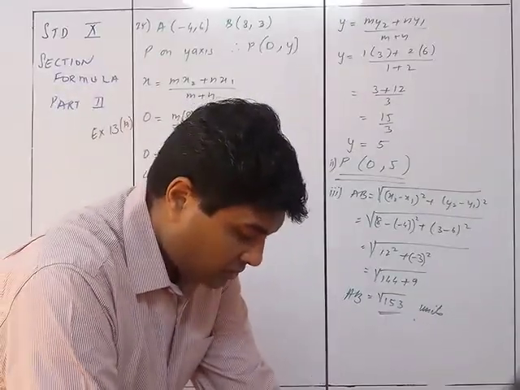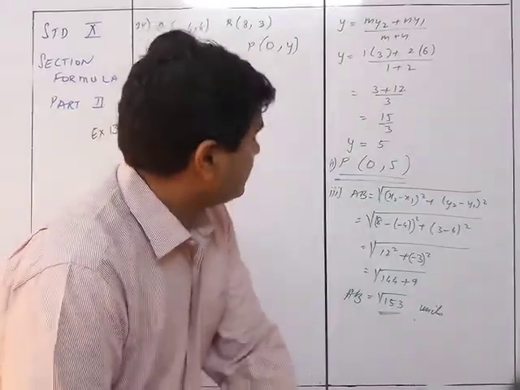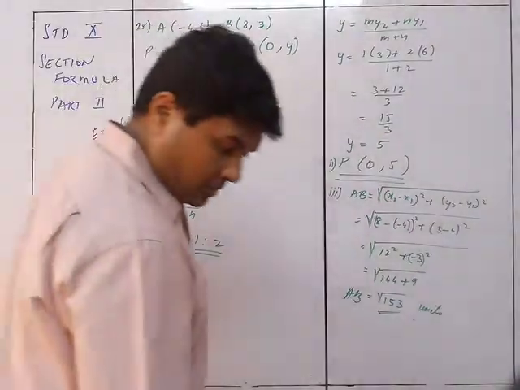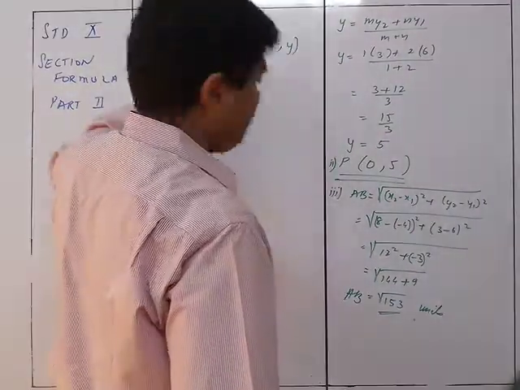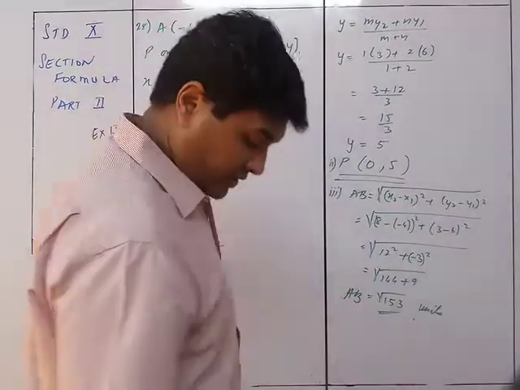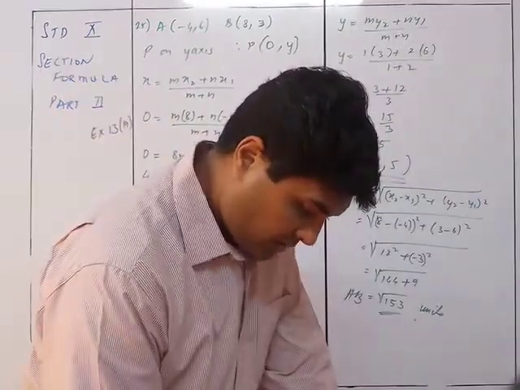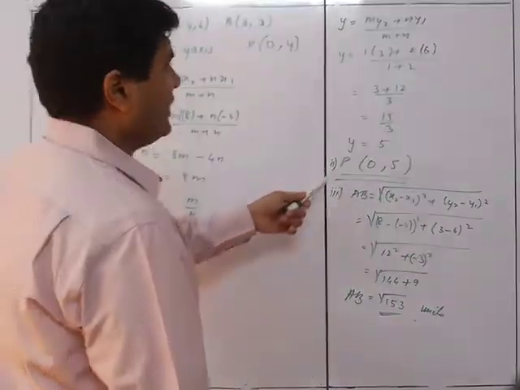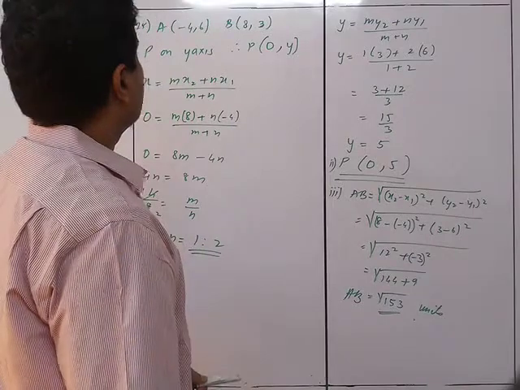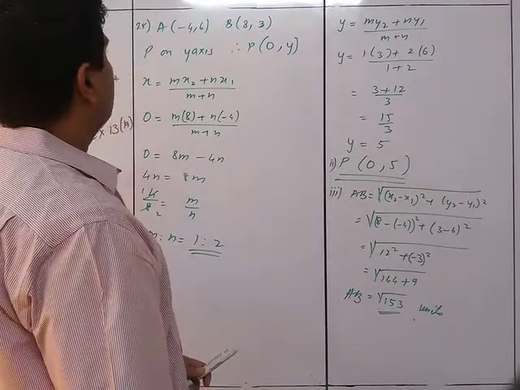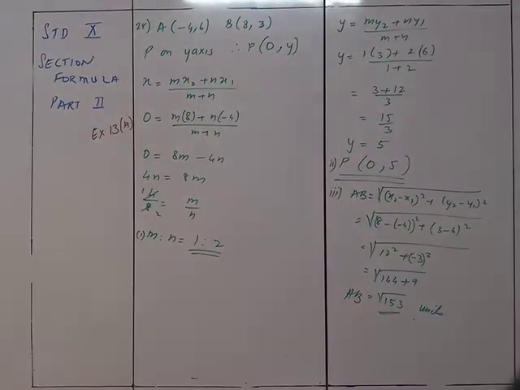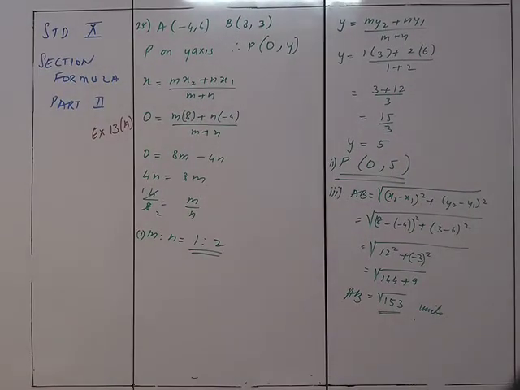One minute. (Minus 4, 6) and (8, 3). So the ratio, I made some mistake. Let me check it out. 1:2 is right. (0, 3), why (0, 3)? Okay, I see that there's a mistake over here.